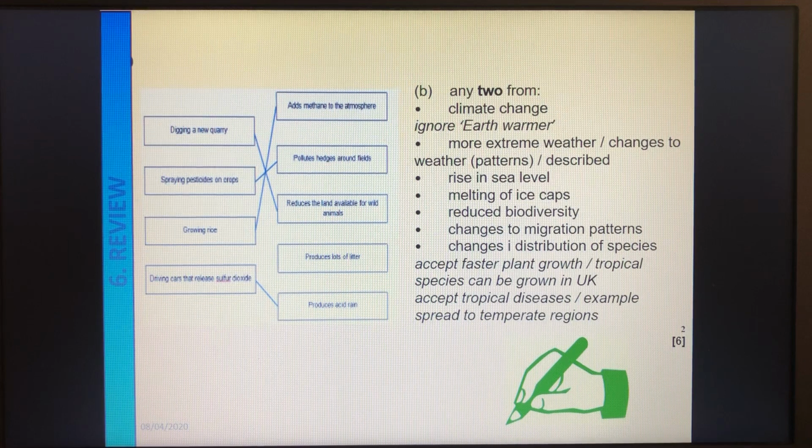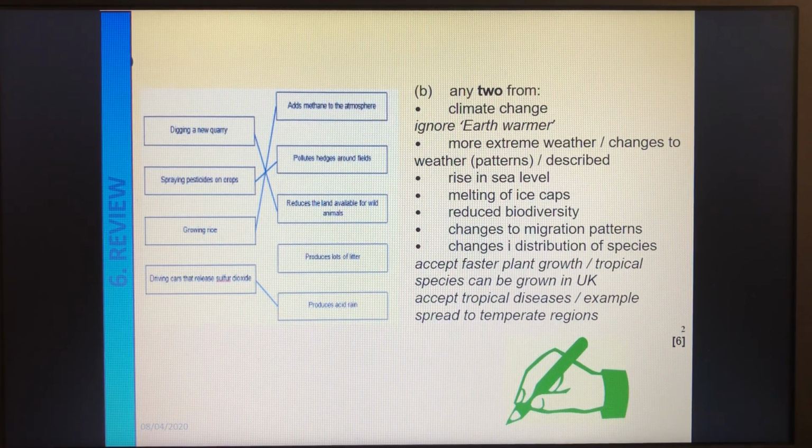And for the second question, which was 2 effects of global warming, we've got climate change, more extreme weather or changes to weather patterns, or you could describe that, things like storms and typhoons and hurricanes. Rise in sea level, I bet a lot of people wrote that one. Melting of ice caps, they link together. Reduced biodiversity. Changes to migration patterns, we touched upon that in the last lesson, saying that a lot of the migratory birds now are not migrating back.